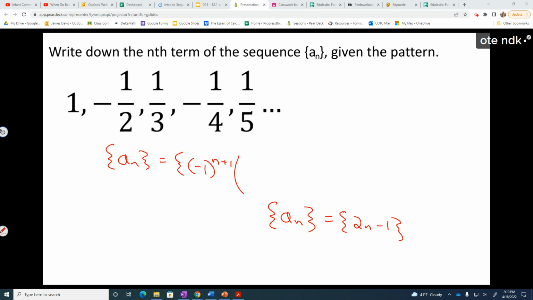And then if you look, it's just 1 over n for each one: the second, third, fourth, fifth. So that is our formula: negative 1 to the n plus 1 times 1 over n.